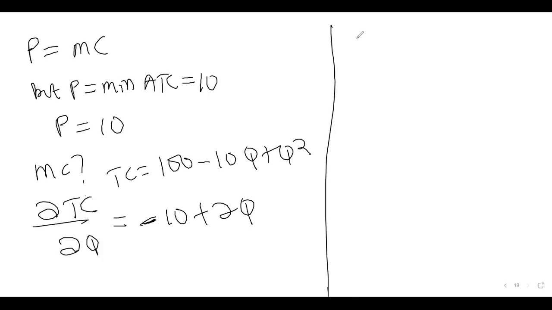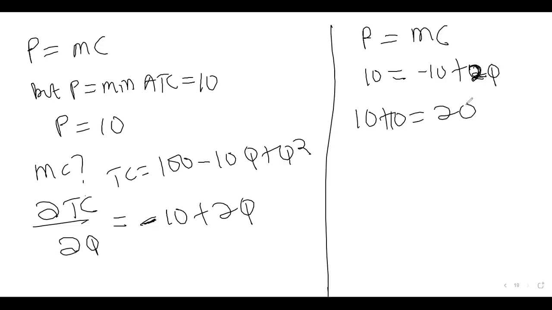So for a perfect competitor, the equilibrium point is price equal to marginal cost, and the price is 10. Marginal cost is minus 10 plus 2K, all right? So you have 10 plus 10 is equal to 2K. So 20 is equal to 2K, and then K is equal to 10. You divide both sides by 2, all right?